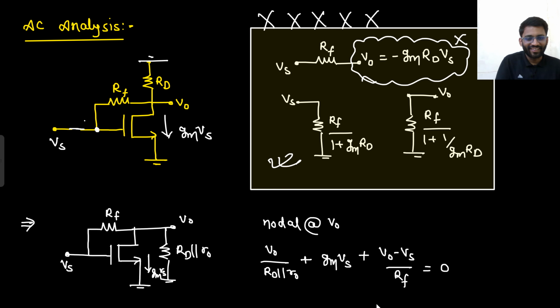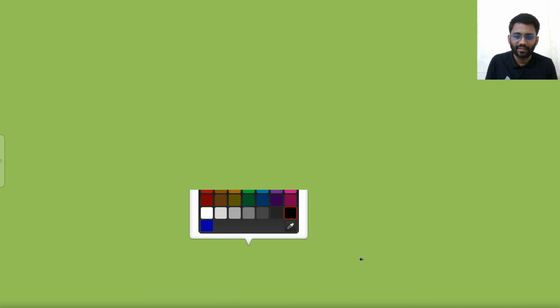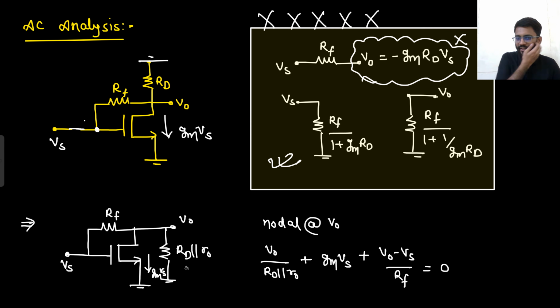Or do you want me to write it down? Okay, I will write it down. Okay, so let's write it down. This was the equation. I hope nothing is wrong here. V0 by RD parallel R0, GmVs and V0 minus Vs by Rf. Okay, all the current I have written. From the V0 node, this current plus this current plus this current.